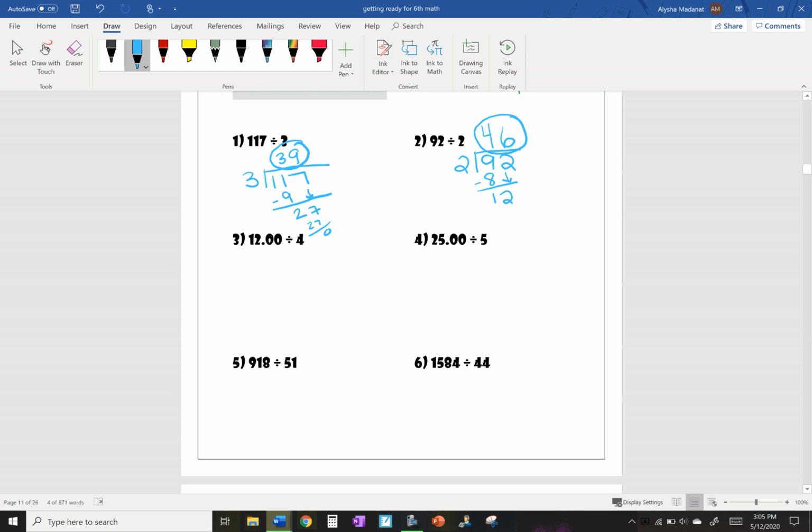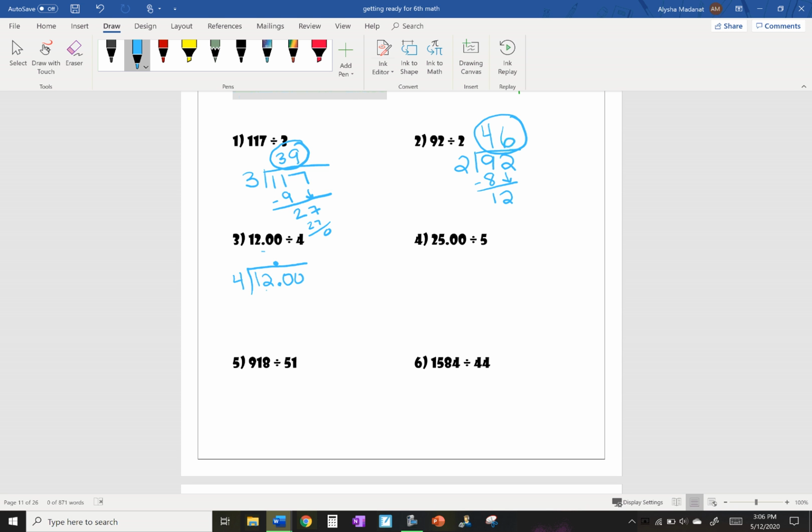All right, now we've got 12.00 divided by 4. So this would be if we were dealing with money or decimals. You want to make sure you put all the numbers inside the box. So you got 12.00 and 4. Well, because there's a decimal in the box, you want to bring it straight up so that you don't lose it. 4 can't go into 1, so go to your next digit.